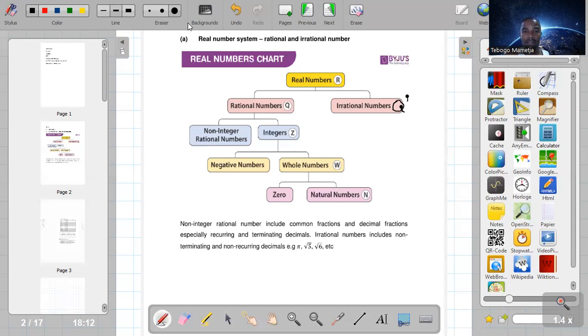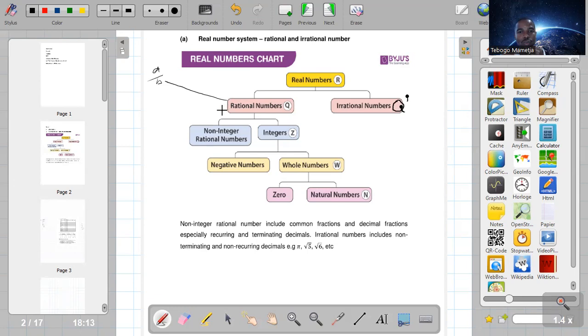I want to start by discussing rational numbers. Rational numbers, guys, are the numbers which can be written in the form a over b. So these numbers can be written as a fraction, right? Whereas irrational numbers cannot be written as a fraction. Rational numbers include all whole numbers, integers, and natural numbers.